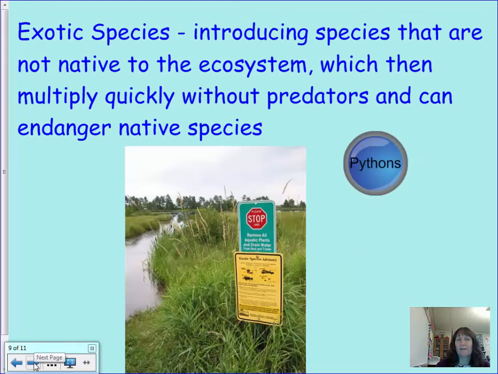Then exotic species are another threat, and that's introducing species that are not native to the ecosystem, which then multiply quickly without predators and can endanger native species. This picture says, please stop and remove all aquatic plants and drain water from your boat and trailer. This is a sign about exotic species that they're looking out for. They have people do that to keep exotic species from spreading, because if you take your boat from one place to another, you may inadvertently bring those species along.